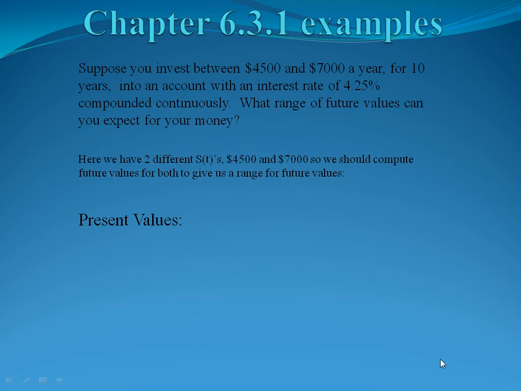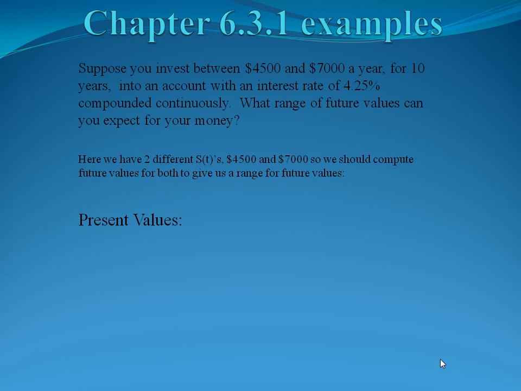Suppose you invest between $4,500 and $7,000 a year for 10 years into an account with an interest rate of 4.25% compounded continuously. What range of future values can you expect for your money? Notice here that we have two different income stream values.